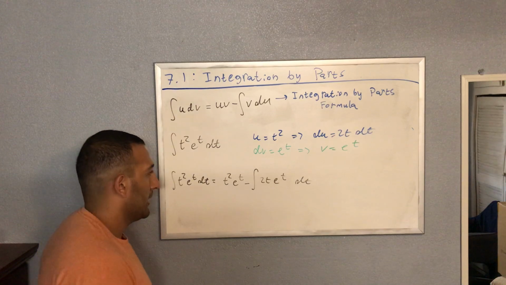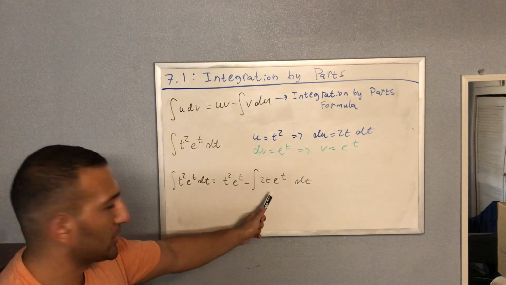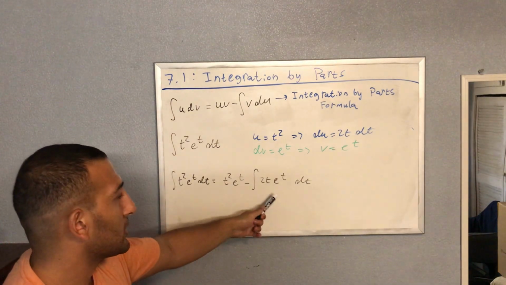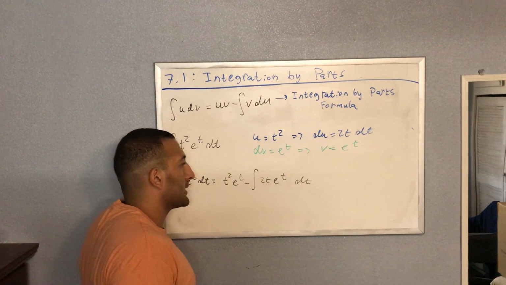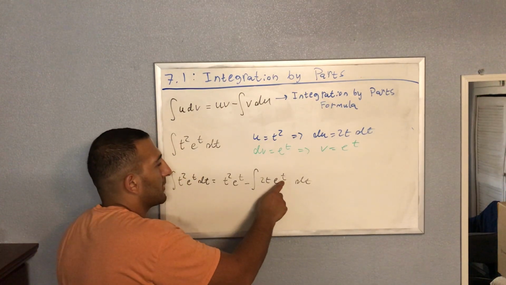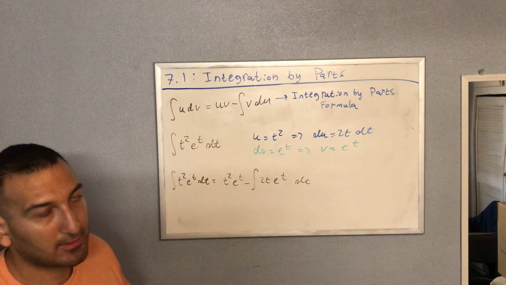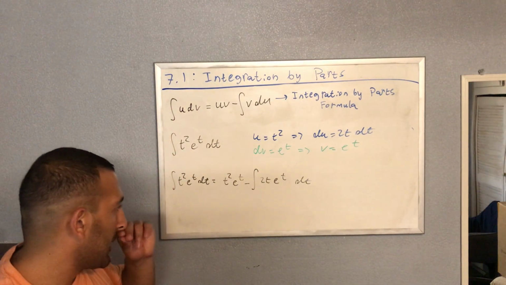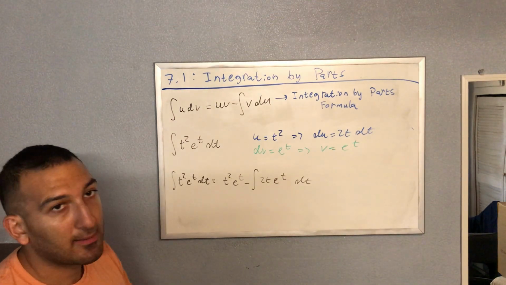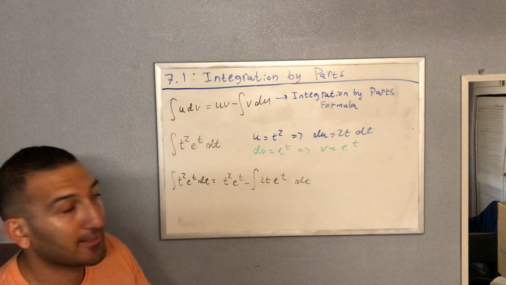Now, this new integral we actually cannot do again. U substitution will not help us. The only real choice is let u be t here or let u be 2t, but neither one of these fixes the problem. And so we're going to apply integration by parts again to this.